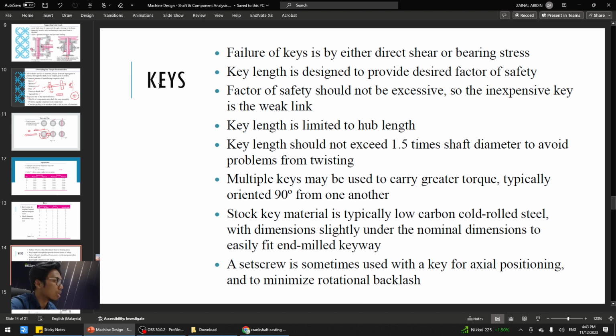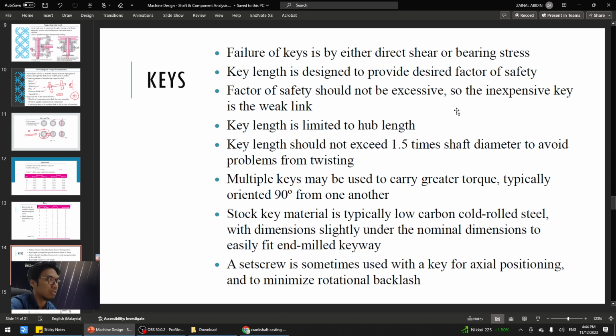Baca kat sini kegunaan of keys. Failure of keys is by either direct shear or bearing shear. Keys tu boleh rosak sama ada dengan direct shear atau dengan bearing shear. Key length is designed to provide desired factor of safety. Dia punya panjang of key length tu mesti bergantung kepada factor of safety.